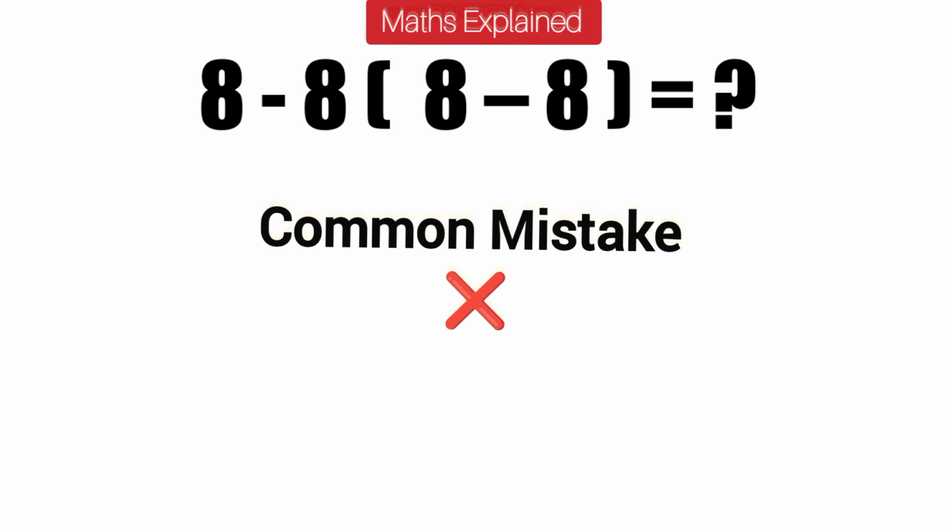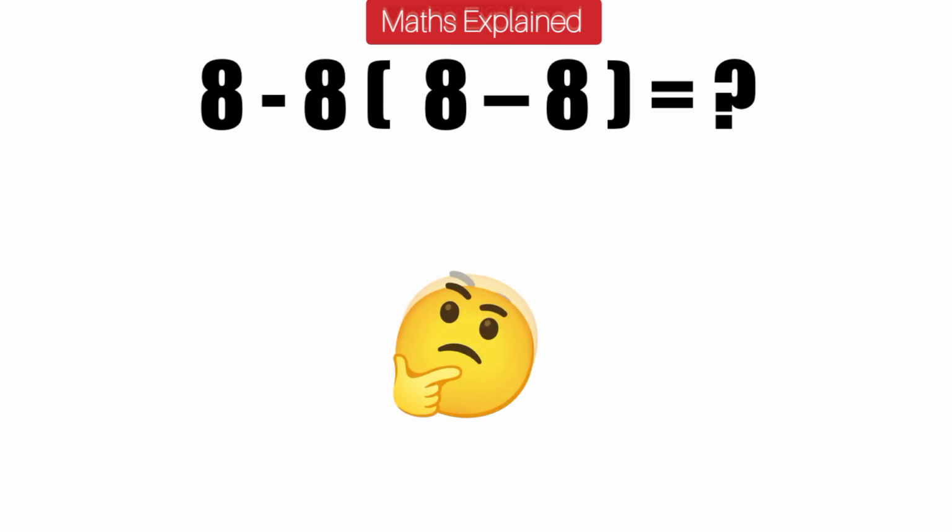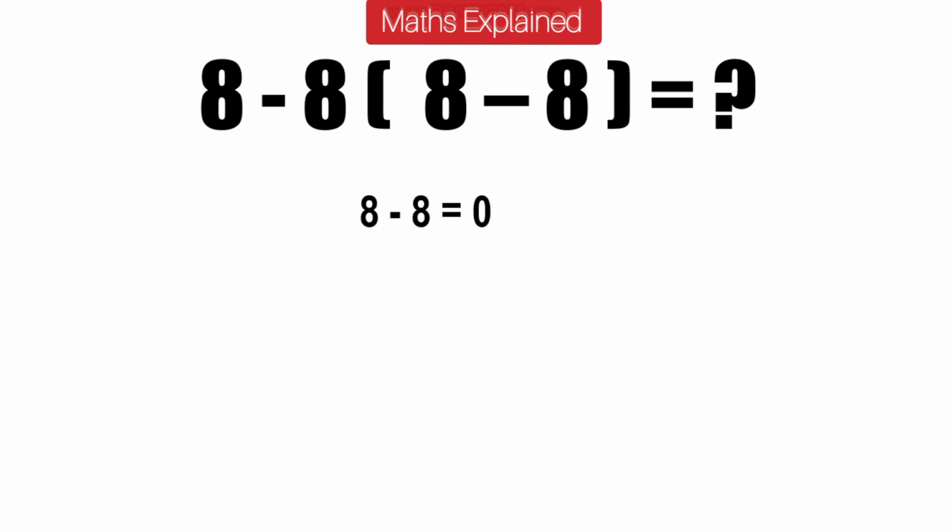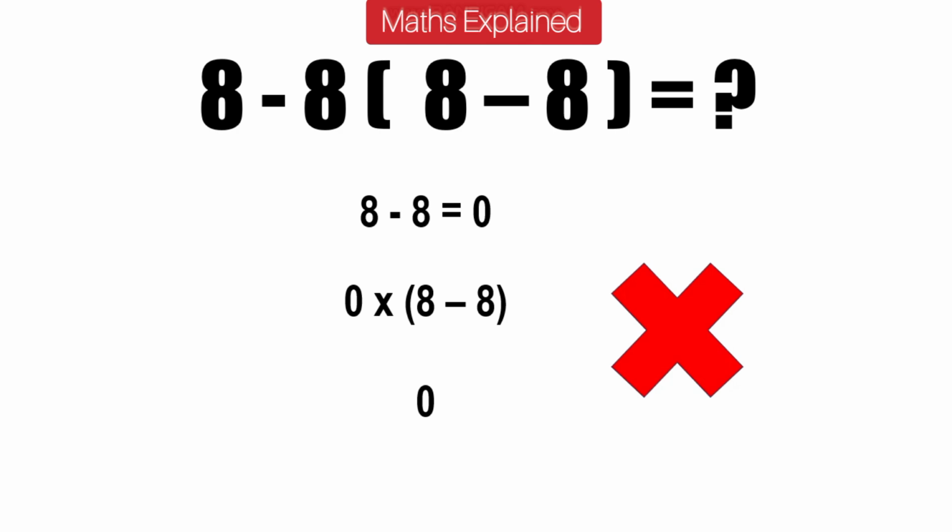Common mistake. Some students think 8 minus 8 equals 0. They start from the left instead of solving the bracket first.